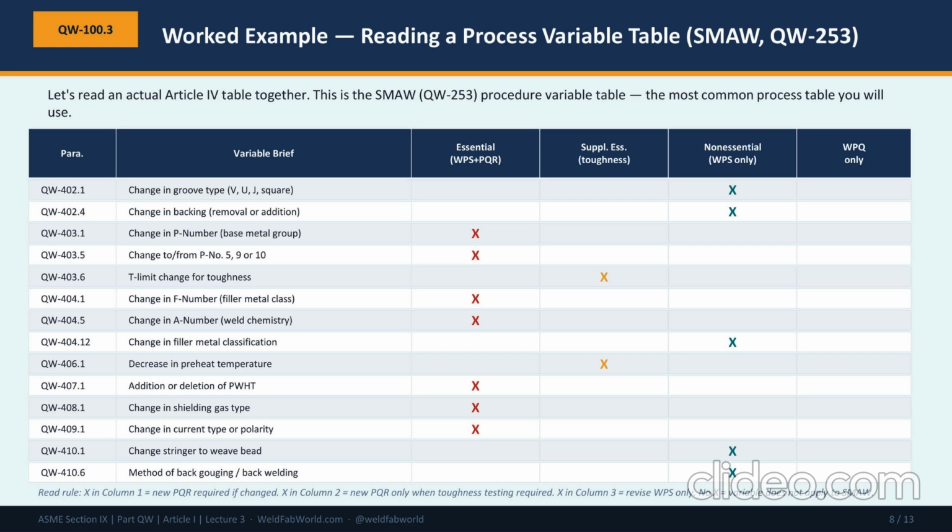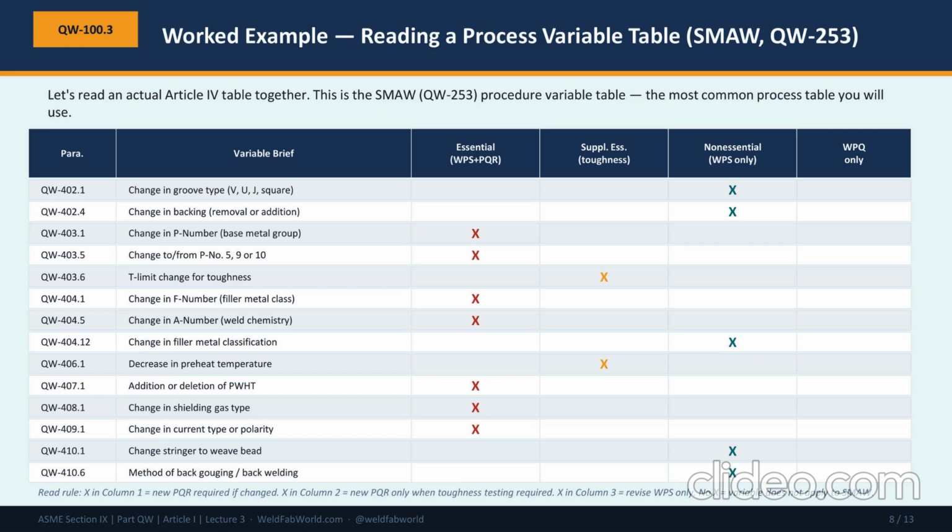QW410.1, change from stringer to weave bead. Column 3, non-essential. Bead technique, whether the electrode is moved in a straight line or oscillated side to side, is a non-essential variable for SMAW. Revise the WPS. QW410.6, method of back gouging or back welding. Column 3, non-essential. Whether you grind back the root pass and deposit a back weld, or use air arc gouging, that choice is a WPS revision.